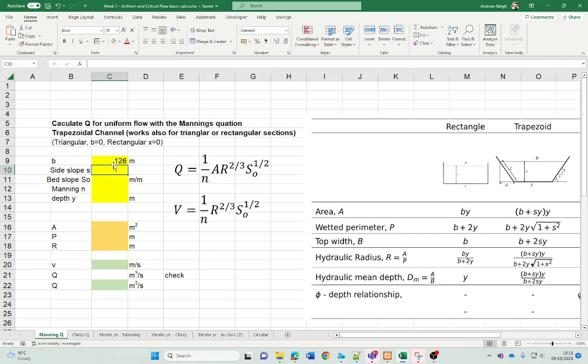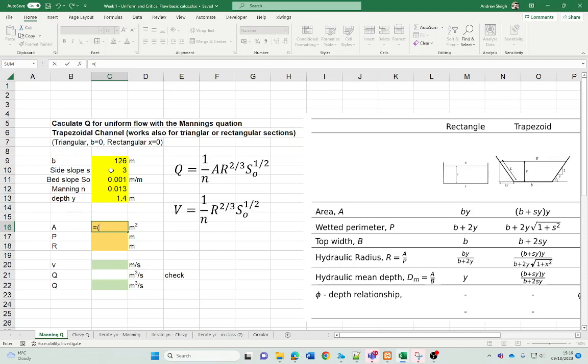It's a wide channel, 26 metres wide, the side slope S, and let's remember what the side slope is. If it's S to 1, so it's the horizontal value and it's 1 in the vertical. The bed slope for this example, we're going to use 0.0001. The Manning's n we're going to use fairly smooth, 0.013, and the normal depth for this example we're going to use 1.4.